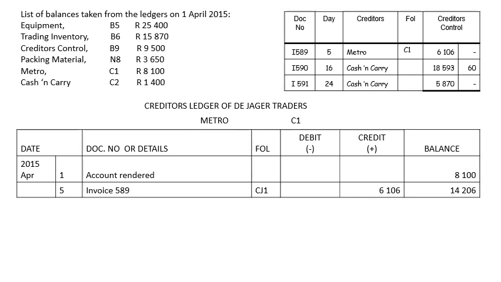Metro is the one. The C1 indicates that this is a creditor's account, and cash and carry is also a creditor's account. The columns of the creditors ledger are exactly the same as the columns of the debtors ledger. There's a date column, document number or details, folio, debit, credit, and balance. Remember, a creditor is a liability. Let me write liability again.